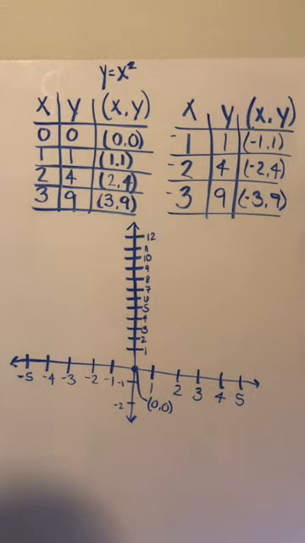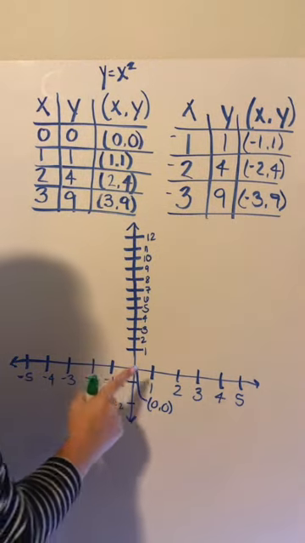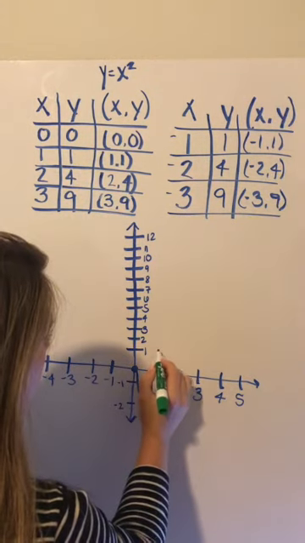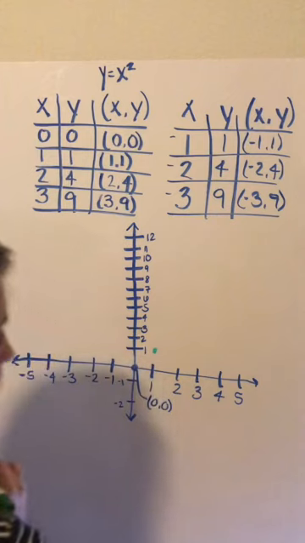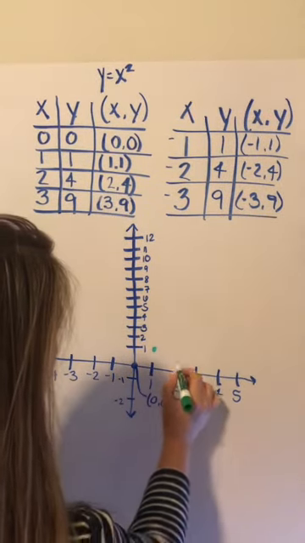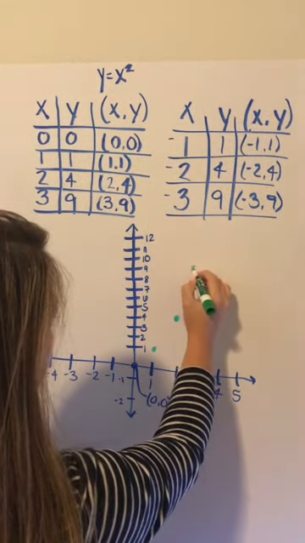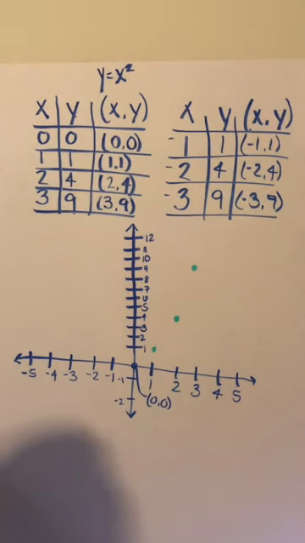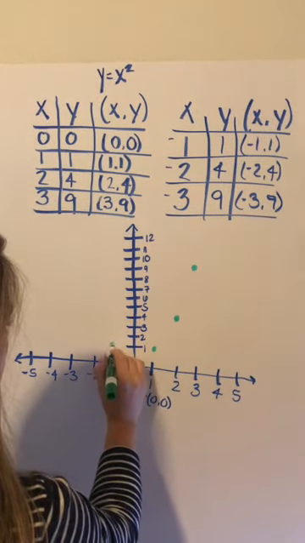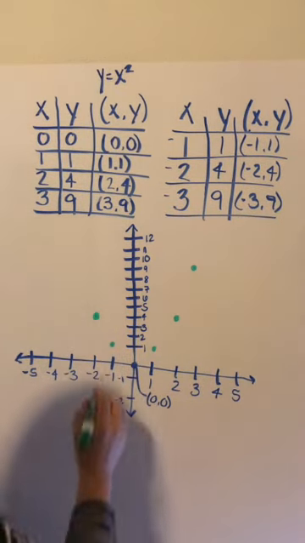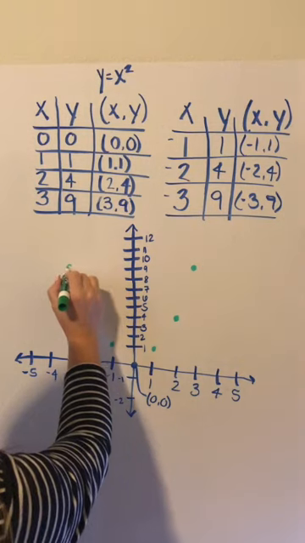Alright, so I rewrote everything to make it look a little nicer. So once we have figured out our ordered pairs, we want to plot them. So we have 0, 0 plotted here. That is our origin. So we'll go 1, 1. We will do 2, 4, 3, 9. Then we'll go over to the negatives. We have -1, 1. We have -2, 4. And we have -3, 9.